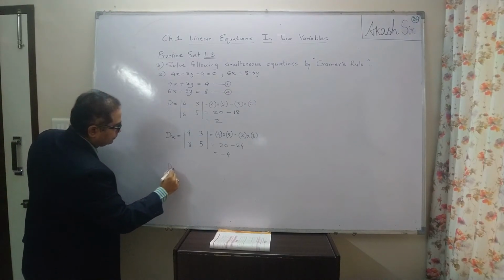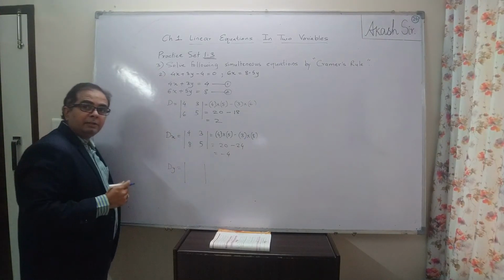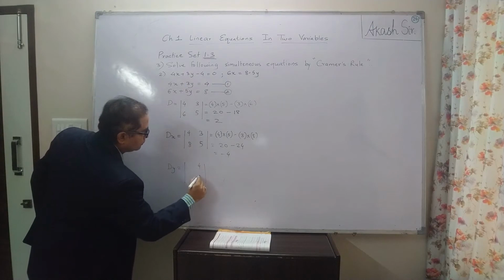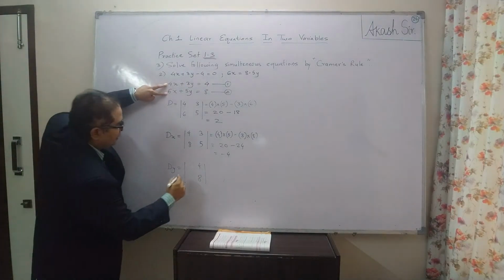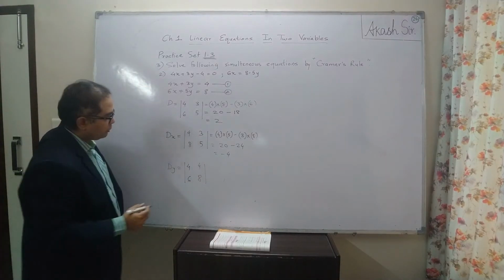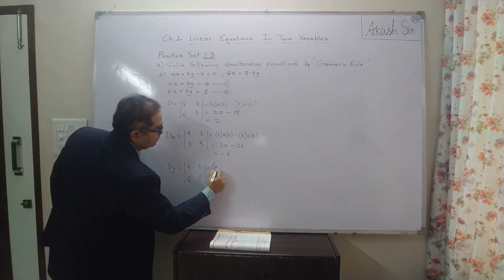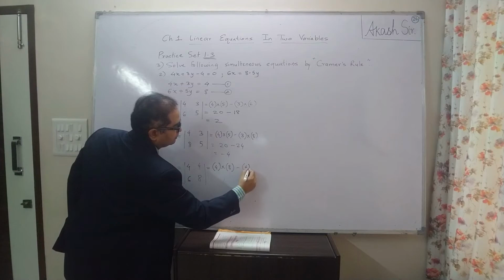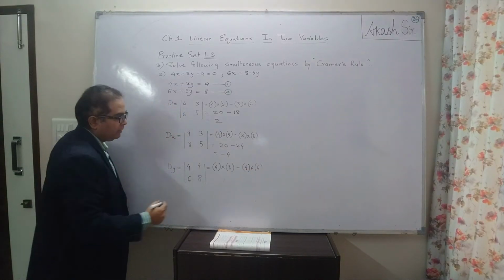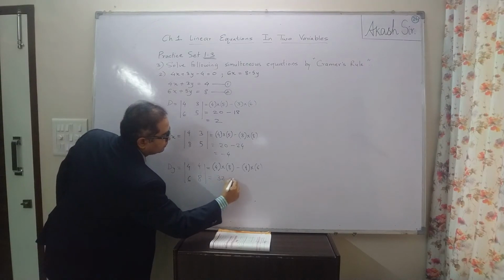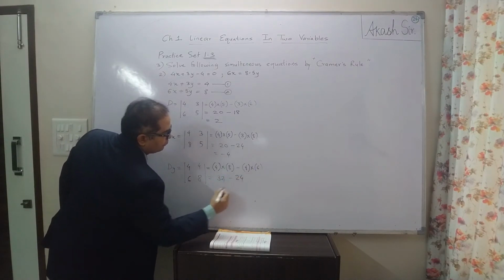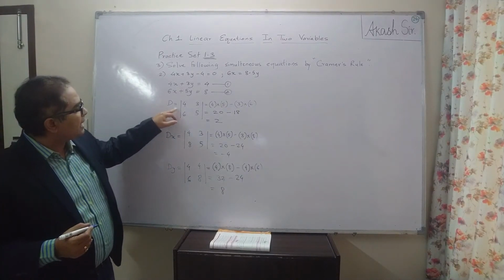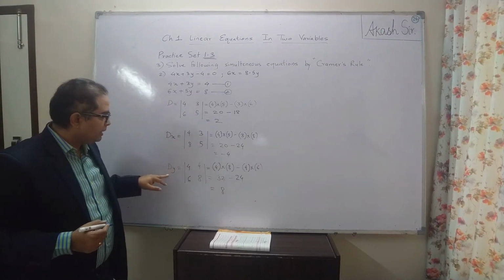Now Dy. How will you write Dy? In place of coefficient of y, replace with c1, c2, that is 4, 8, and coefficient of x, 4, 6 as it is. Again cross multiply. 4 into 8 minus 4 into 6. 4 8s are 32 minus 4 6s are 24. 32 minus 24, answer is 8. So we got D as 2, Dx as minus 4 and Dy as 8.